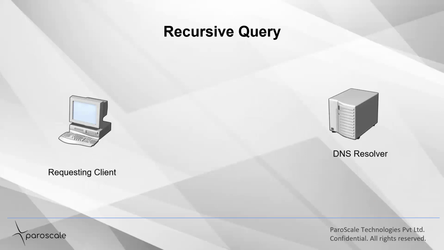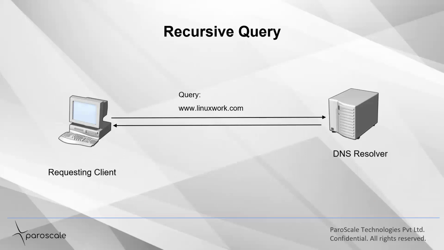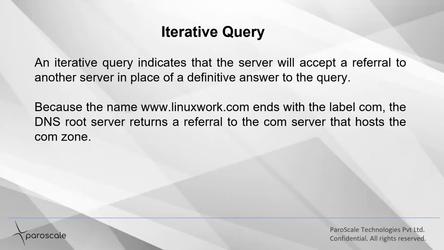So a recursive query simply asks the DNS server about the query. The DNS server just replies, either it gives the IP or it sends an error message. Then the iterative query. An iterative query indicates that the server will accept referrals to another server. Suppose there are 4 DNS servers and our DNS resolver, and we have sent a request to our DNS resolver.